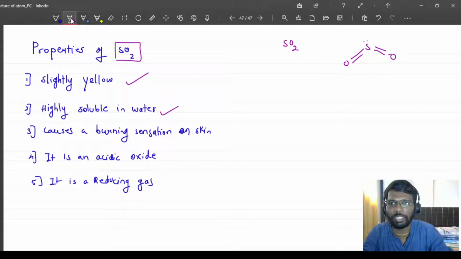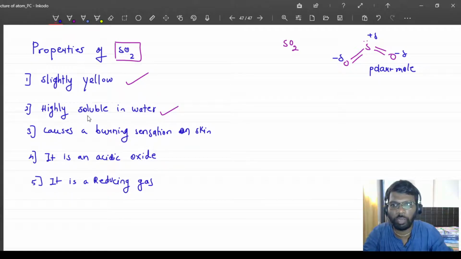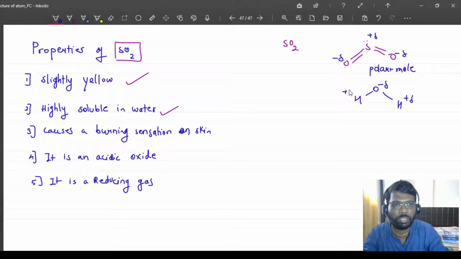So it is polar in nature, meaning there is a development of a partial negative charge over here. Here there is a partial negative charge and this is the partial positive charge, right? This is the sulfur dioxide structure because of the electrons. This is what a polar molecule is. And water is also a polar molecule, with partial positive charges because of the electronegative element. So like dissolves like, polar in polar, so that's why it is highly soluble in water. It causes a burning sensation on skin.